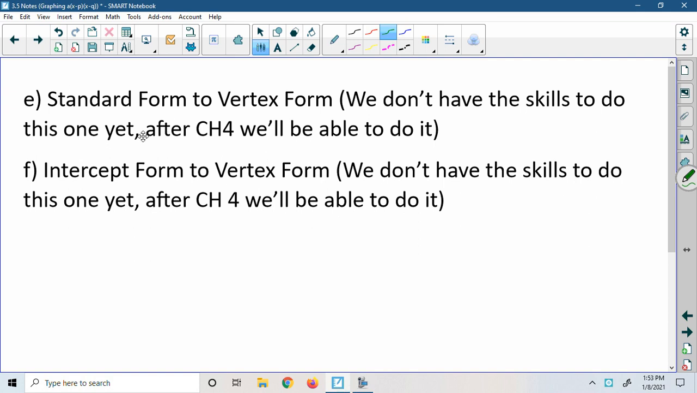E and F, we can't go from standard form to vertex form quite yet. We'll have the skills to do it after we do chapter 4. F, same thing. We can't go from intercept form to vertex form. We have to learn about this thing called completing the square before we're able to do that.